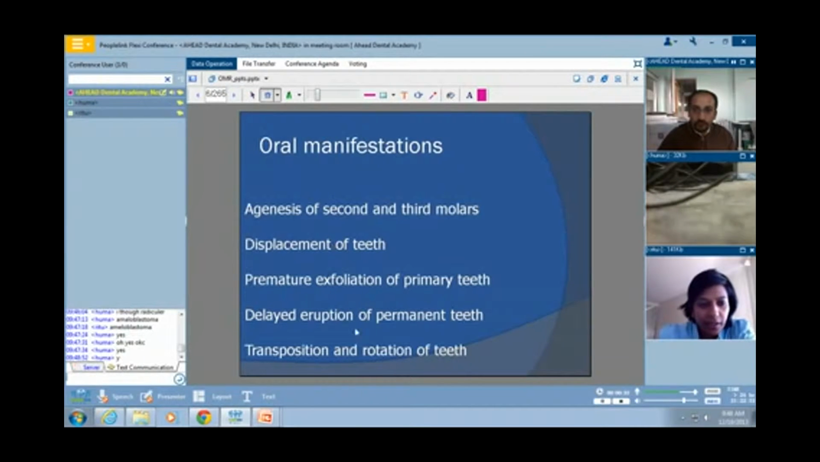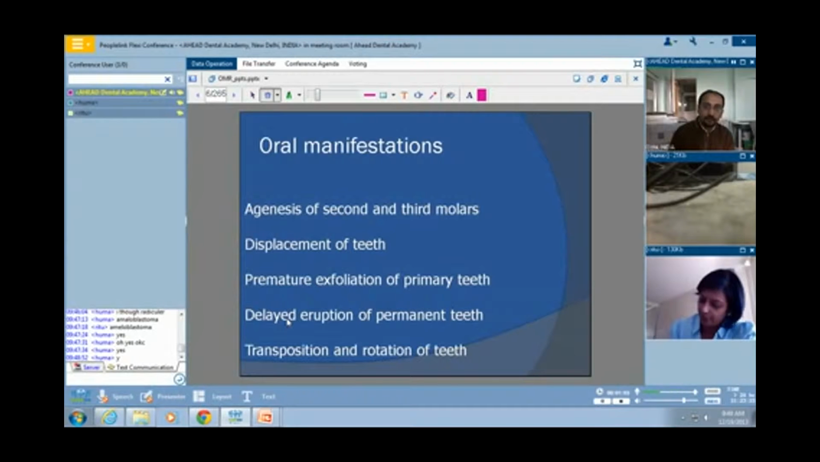Now, for cherubism, in addition to bilateral multilocular radiolucencies, there are certain oral manifestations which appear to be unique to cherubism. There is agenesis of the second and the third molars, and the second line is perhaps the most important. Cherubism represents the only condition in which there is anterior displacement of the teeth.